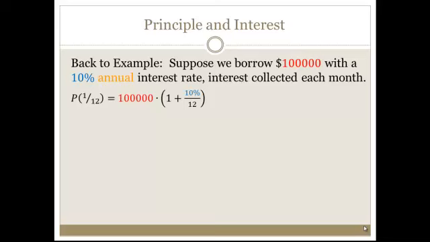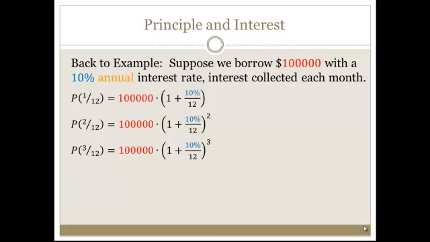So far, we found that P of 1/12 is 100,000 times 1 plus 10% over 12. P of 2/12 is 100,000 times 1 plus 10% over 12 squared. P of 3/12 is 100,000 times 1 plus 10% over 12 cubed. If we follow this pattern, how much do we owe after 1 year? P of 1 is 100,000 times 1 plus 10% over 12 to the 12th.